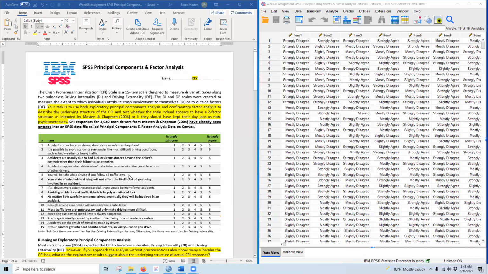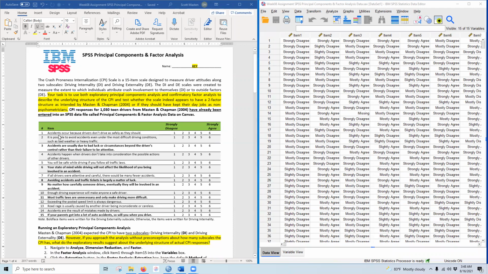All right, everyone, let's go ahead and do a walkthrough of the SPSS principal components and factor analysis assignment. This was the crash proneness internalization scale, a 15-item scale that another researcher and I developed for a study. Research has shown that folks who have more of an internal locus of control tend to have lower crash rates. So for these kids with driver education, that was what the study was about. We had them complete this questionnaire to see if they tend to have more of an internal or external driving-related locus of control.